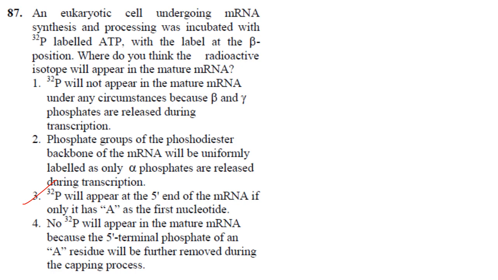So it will appear in the mature mRNA, but the condition should be that the P32 labeled ATP is used. So the first base should be adenosine at the 5' end. Then it will appear. So your option, that is option 3, P32 will appear at the 5' end of mRNA only if it has A as the first nucleotide.